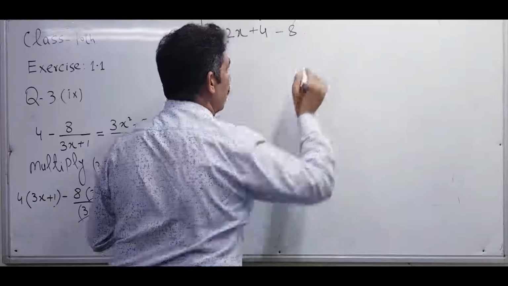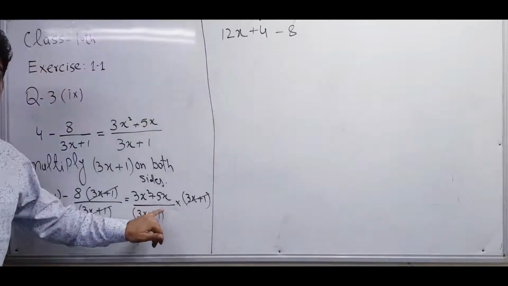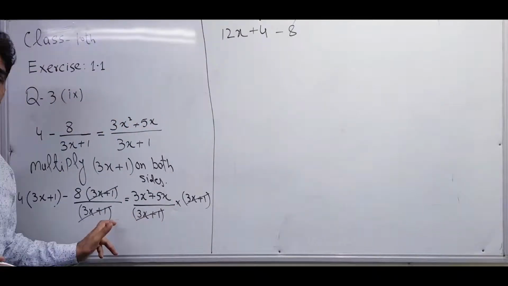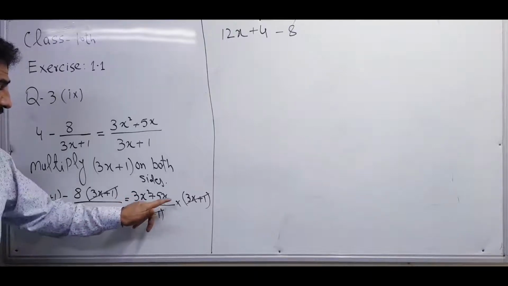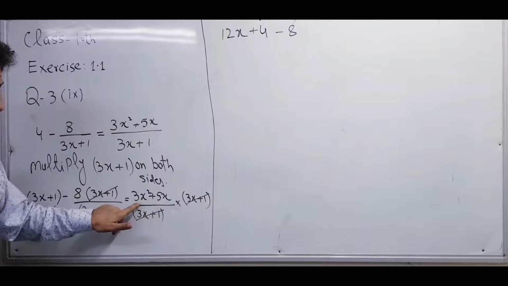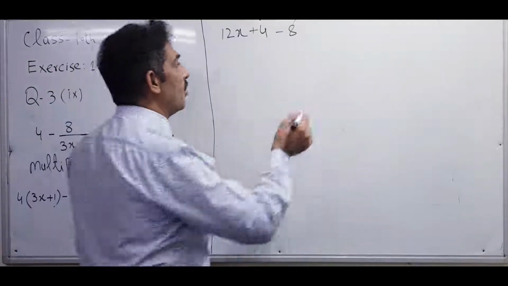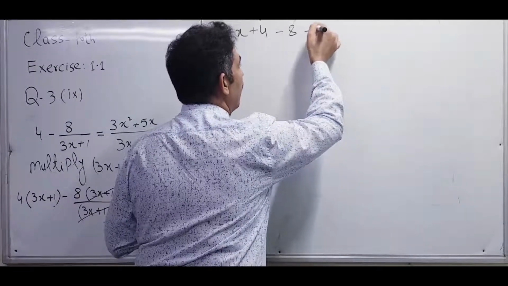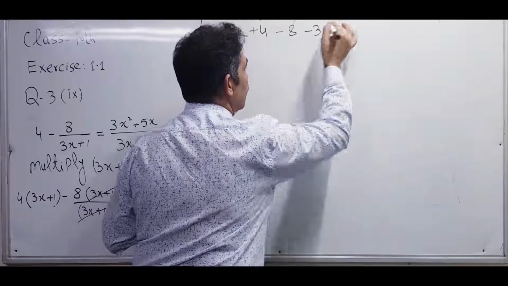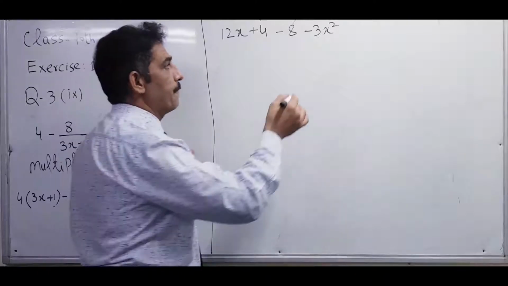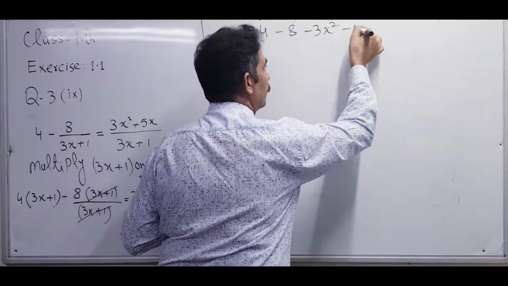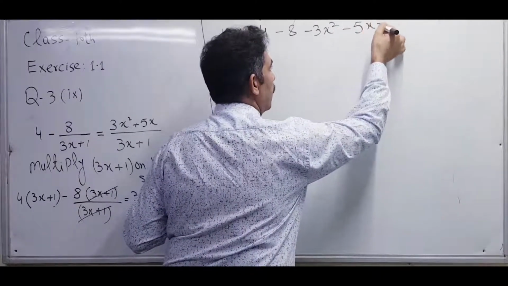Is equal to 3x square plus 5x. I want to shift to the other side, meaning before the equal sign, then the signs will be changed. Here plus 3x square, then shifting to this side, it will become minus 3x square and minus 5x equal to 0.